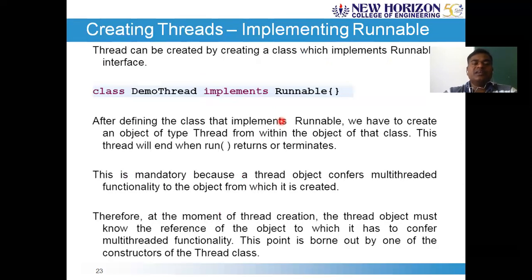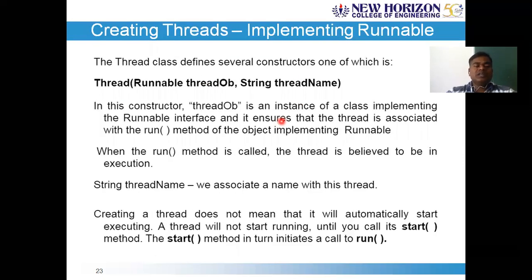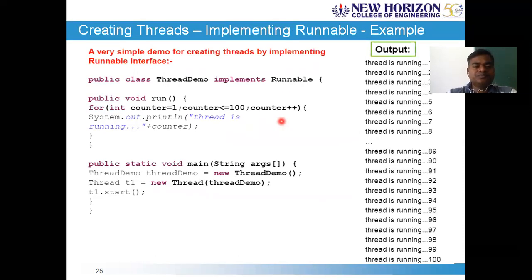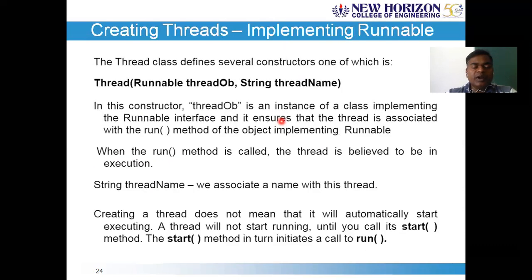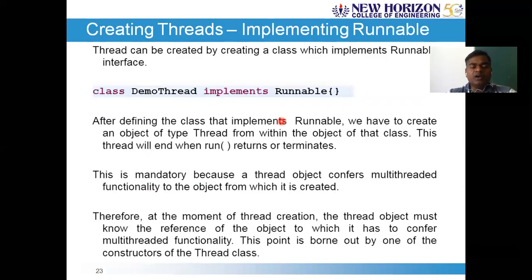So coming to the second technique, creating threads by implementing the Runnable interface. So what we'll do here: in the Runnable interface, there is a run method, and you have to write the code over there and make a call to the start method. Okay, let's do the things like this. After defining the class that implements Runnable, we have to create an object of the thread from it.